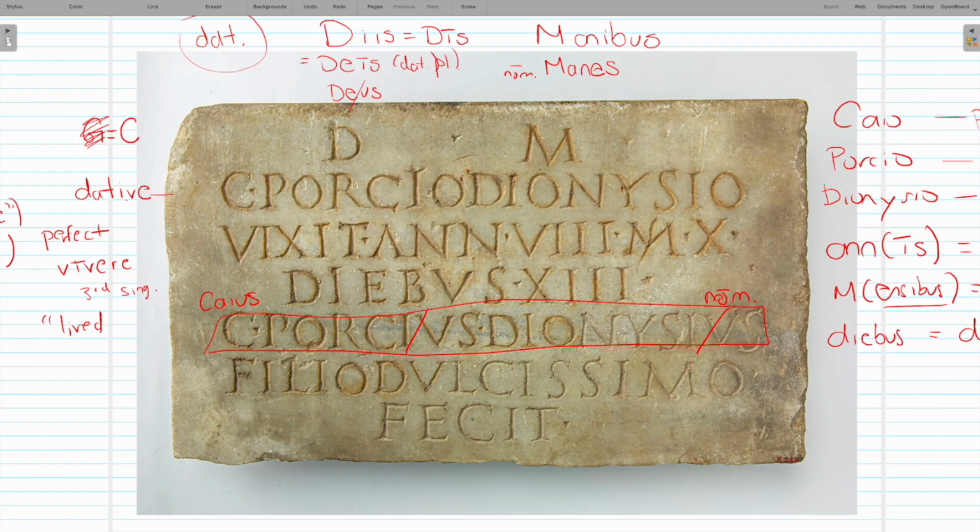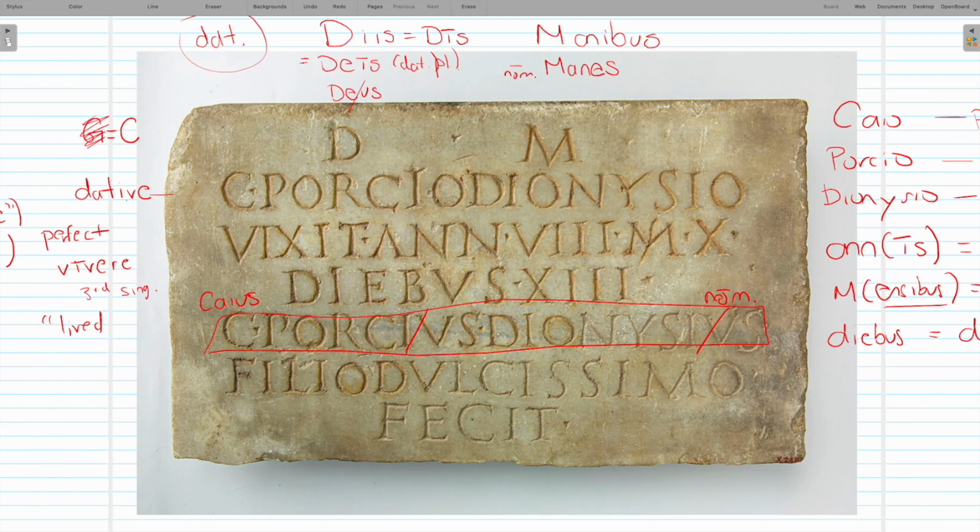And why is the same name? Because he's the father. This Caius Porcius Dionysius is the father of this kid who died. So you see, this kid was only 8 years, 10 months, and 13 days when he died. And the person dedicating this inscription, the person who bought and paid for this plaque, was the father, and the son had the same name as the father. They were both called Caius Porcius Dionysius.